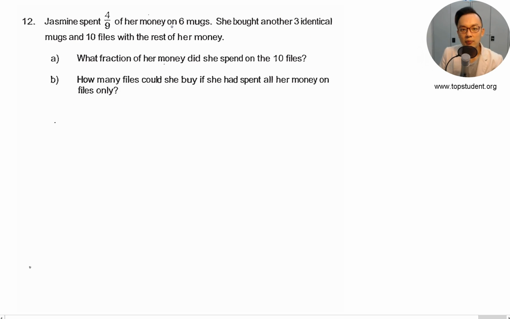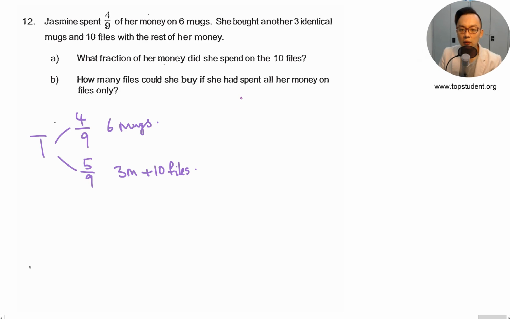Jasmine spent 4/9 of her money on 6 mugs. She bought another 3 identical mugs and 10 bowls with the rest of her money. What fraction did she spend on the 10 bowls? So this is the total amount of money you have. 4/9 on 6 mugs. She bought another 3 identical mugs and 10 bowls with the rest of her money. So the rest of her money is 5/9. It's 3 mugs plus 10 bowls. What fraction of her money did she spend on the 10 bowls?